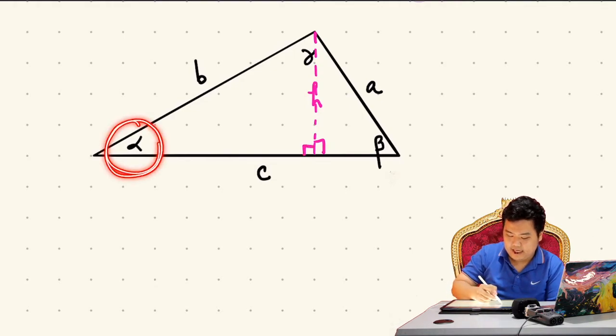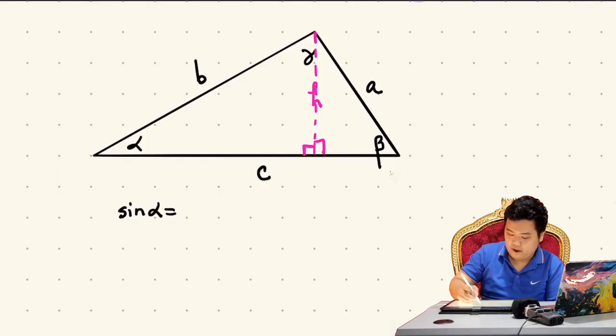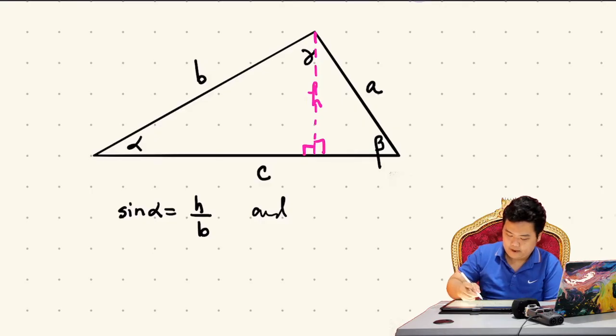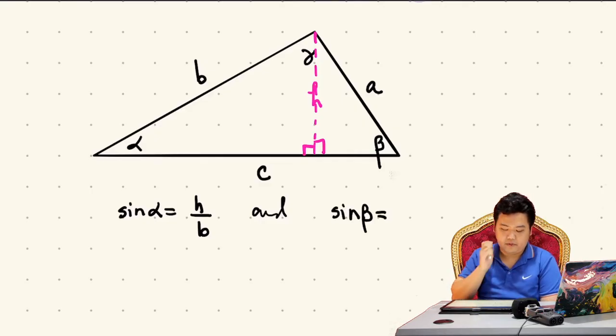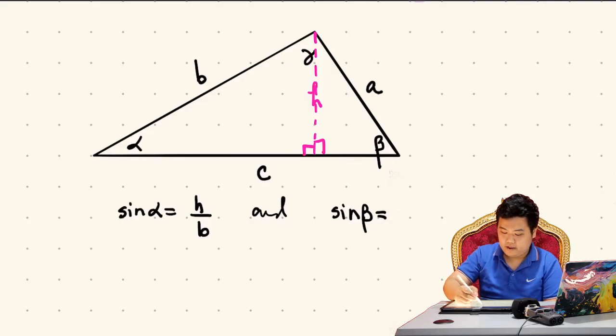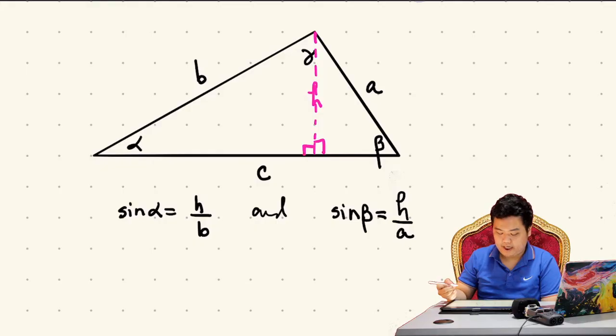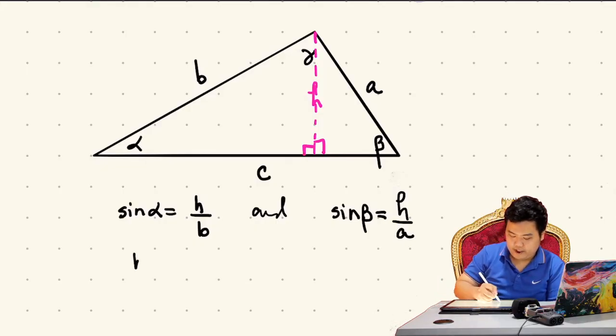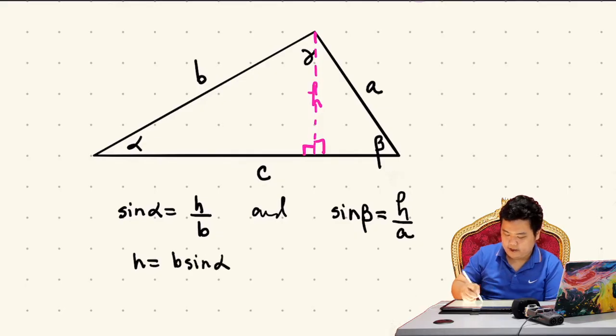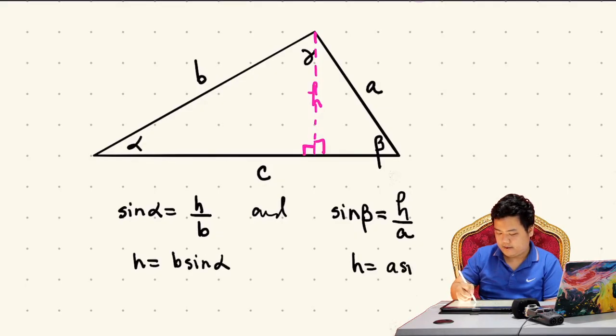Kung titignan natin ito, sin alpha is equal to opposite over hypotenuse. So, H over B. Kung si beta naman yung titignan natin, sin beta is equal to opposite over the hypotenuse. So, H over A. And let us compute H sa parehang equations. So, here, H is B sin alpha. Dito naman, H is A sin beta.